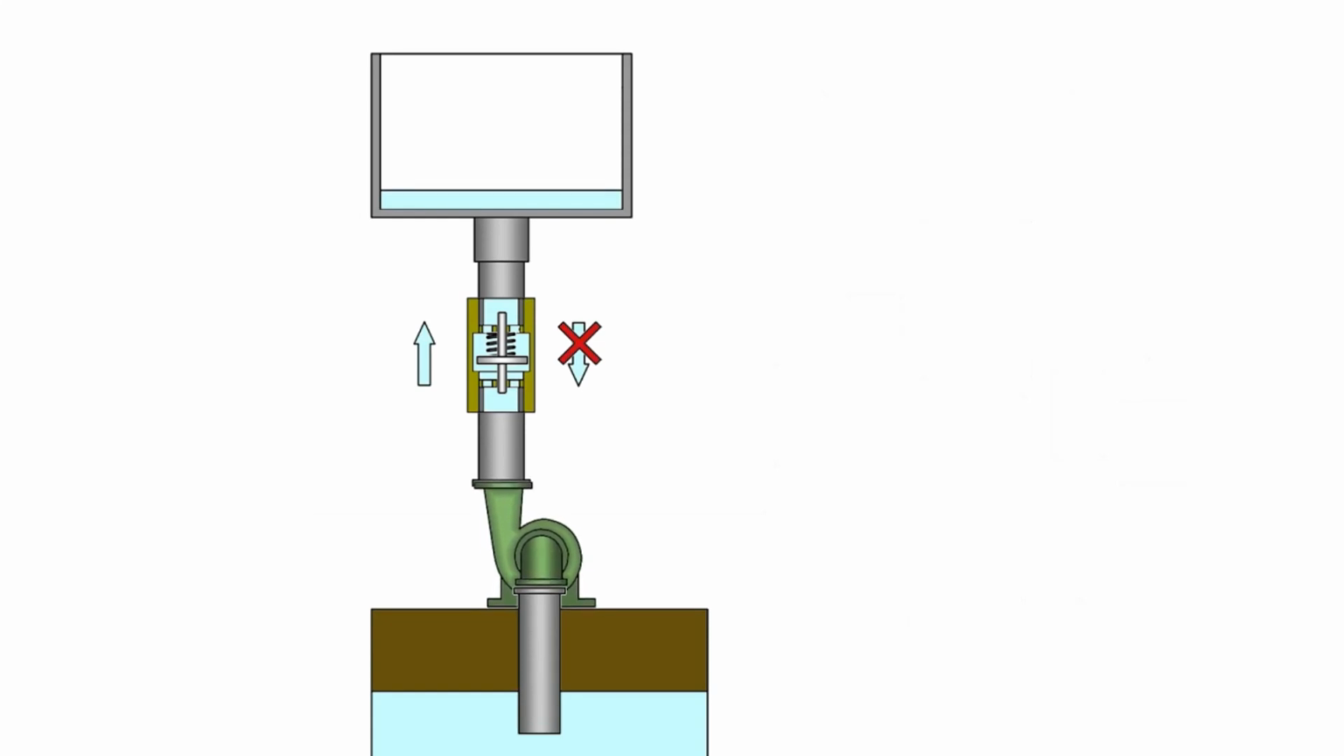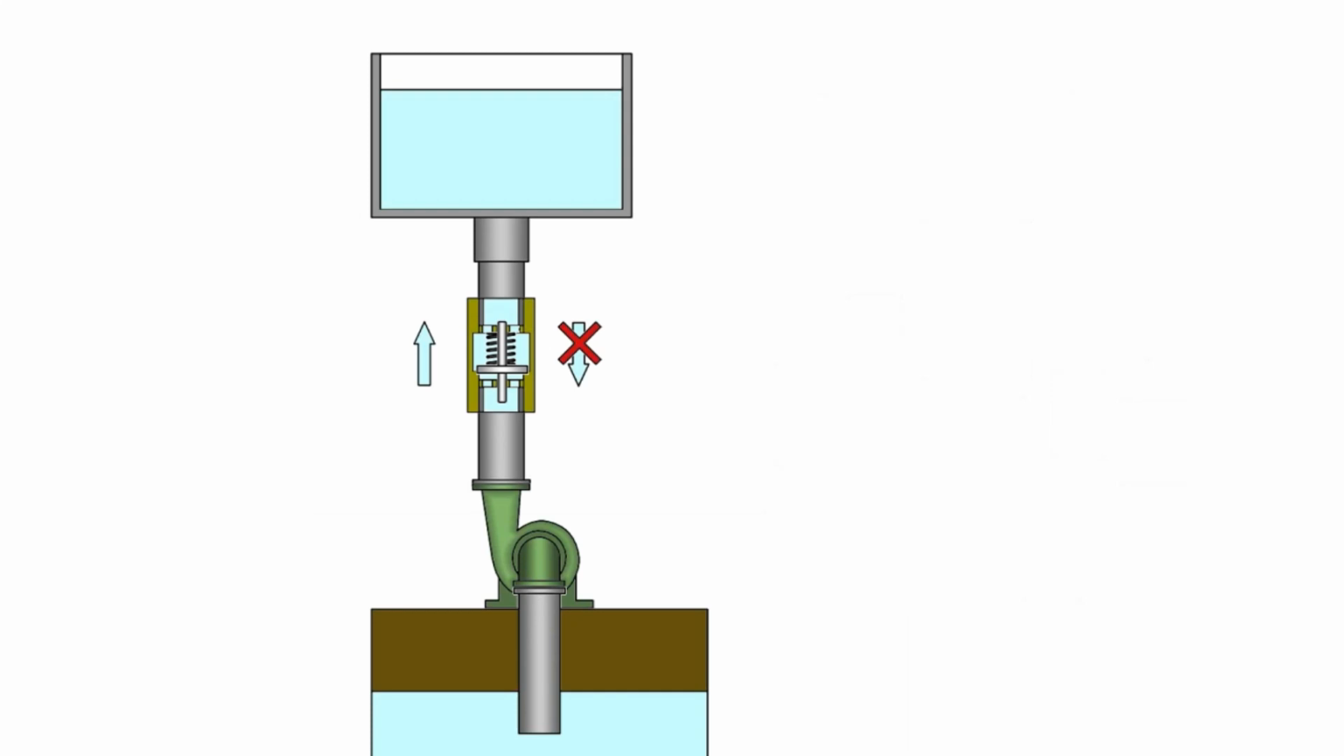Non-return valves, or check valves, are used in hydraulic systems to stop flow in one direction and to allow free flow in the opposite direction. Check valves are designed with seats and hence are able to prevent leakage in circuits.